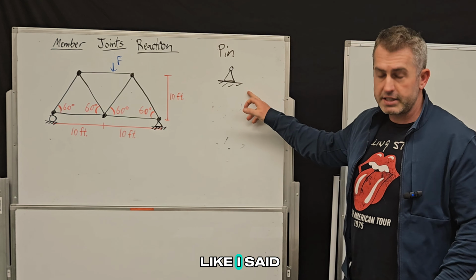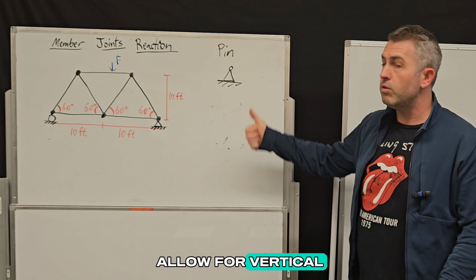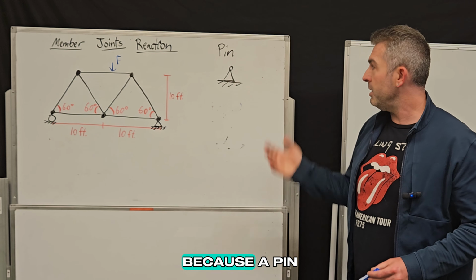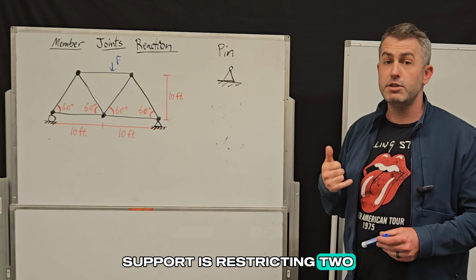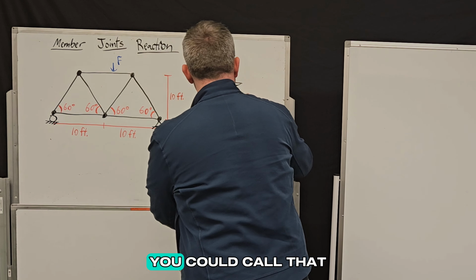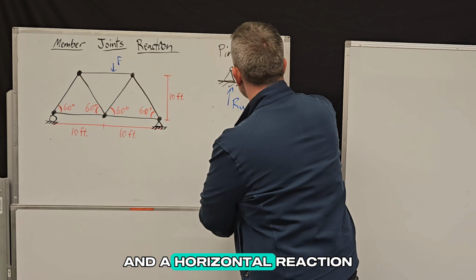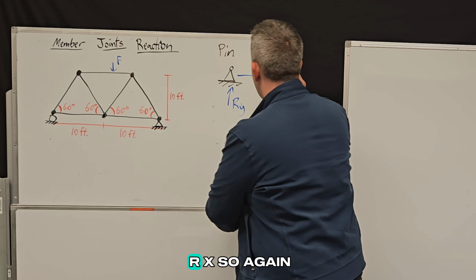So a pin support, like I said, it allows for rotation, but it does not allow for vertical or horizontal movement. And because a pin support is restricting 2 directions of motion, we say it has a vertical reaction. You could call that RY, a reaction in the vertical direction, and a horizontal reaction, which you could call RX.